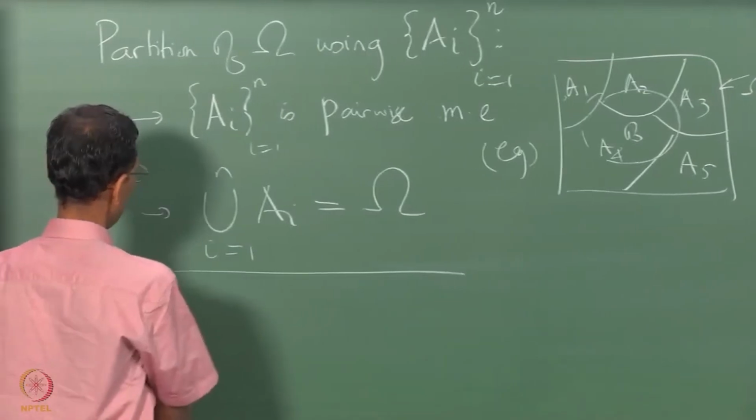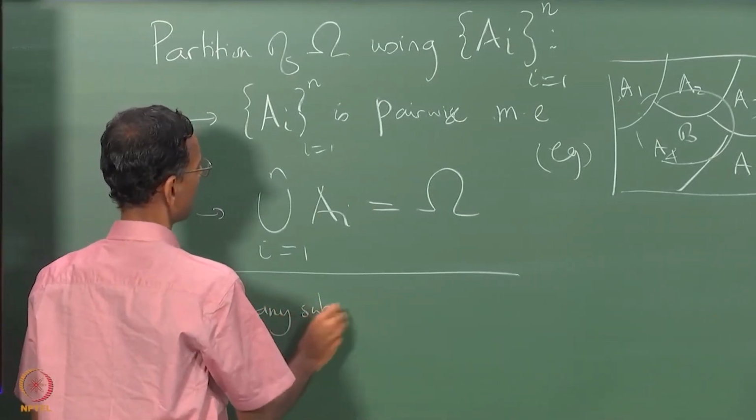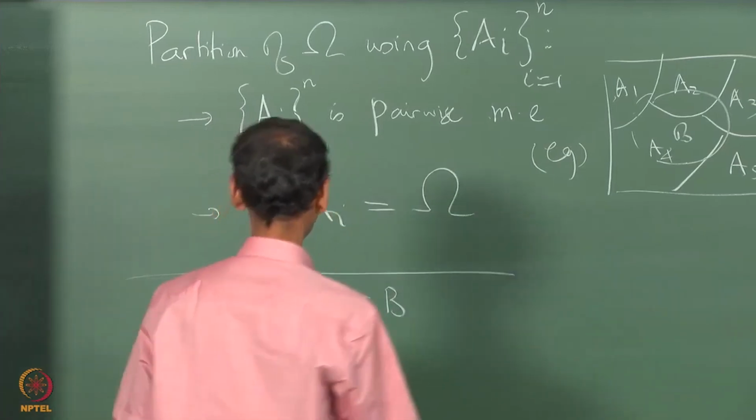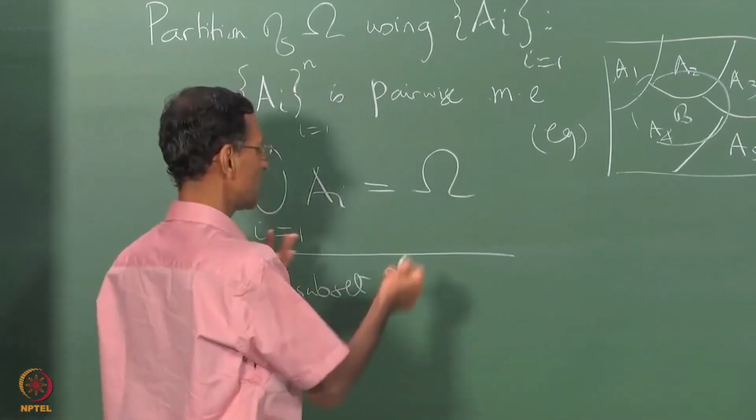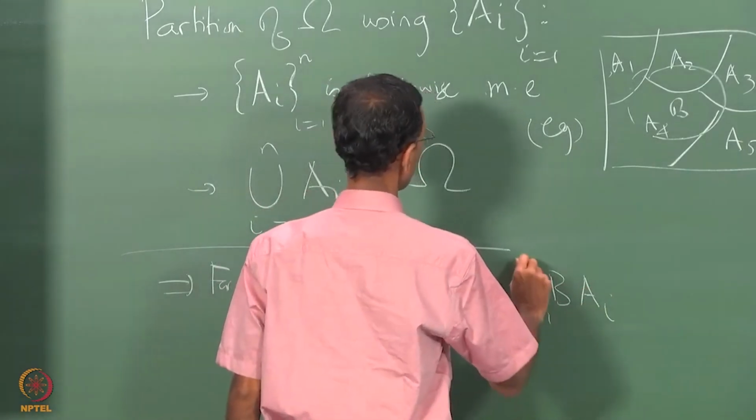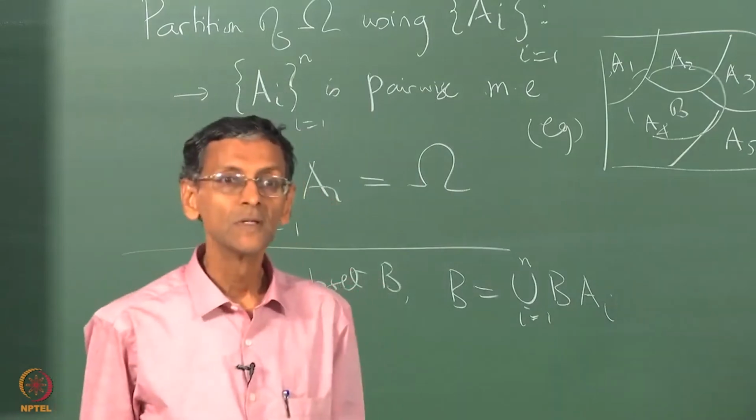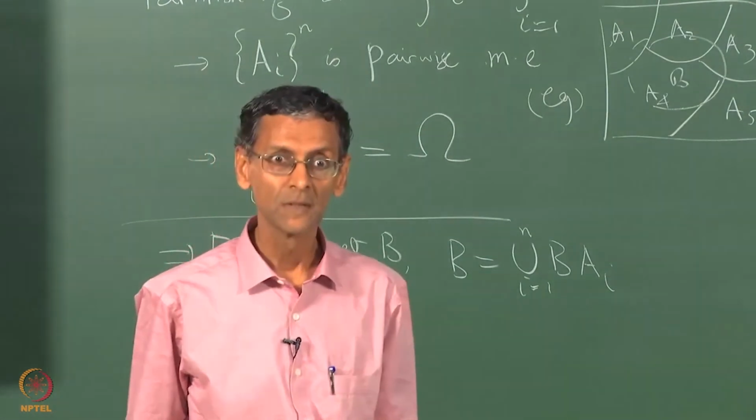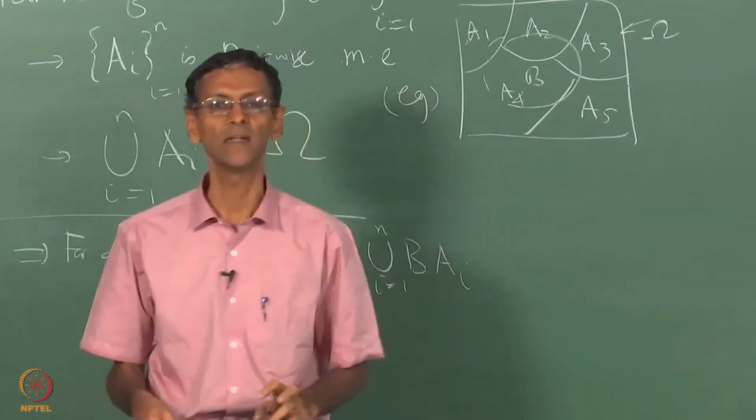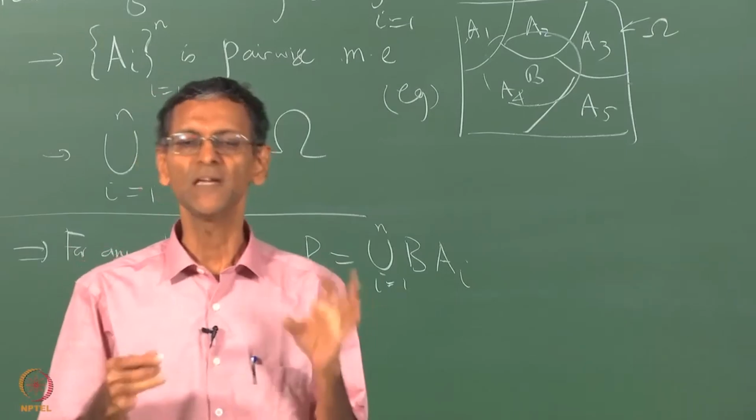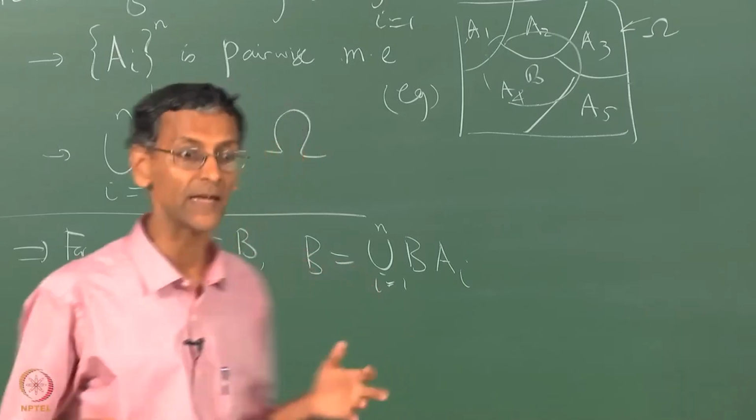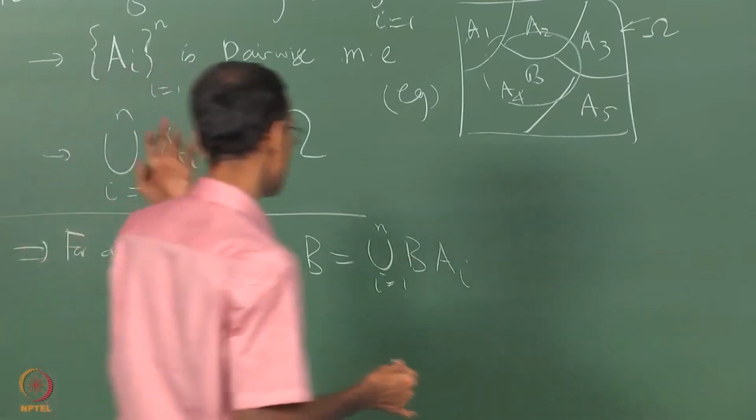So for any subset B which is in the sigma algebra F, for which we want to assign a probability, B will be the union of B intersection Ai. This may sound trivial, but it is actually a very useful way to construct this B using these intersections, using the parts of B which intersect each of the Ai's. It's a very useful idea, especially in more complicated experiments, as we will see as we go along.